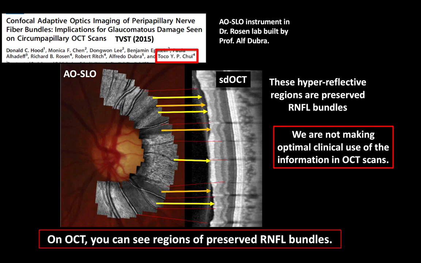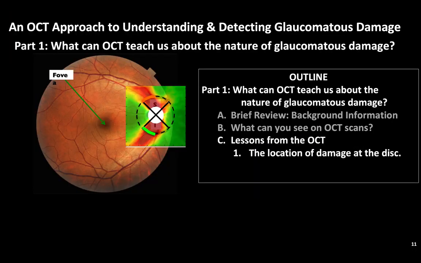The message here is that most clinicians, by not looking at these images, are not making optimal clinical use of the information in the OCT. All right, finally, what are the lessons one can learn from the OCT? First, let's talk about where the damage is occurring around the disc.